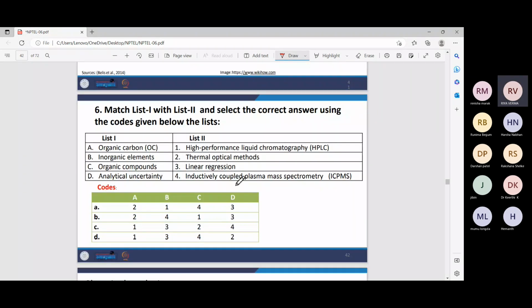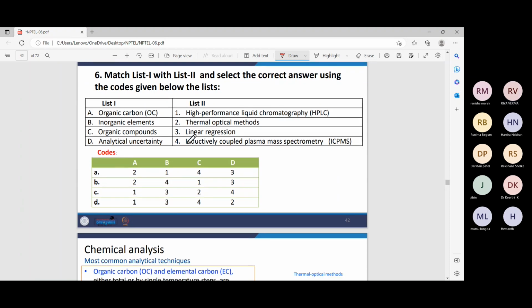Okay, so now this is some kind of matching question. Let's see. These are the types of pollutants. We can say these three at least: organic carbon, inorganic elements, and organic compounds. And here we have different methods that are there.